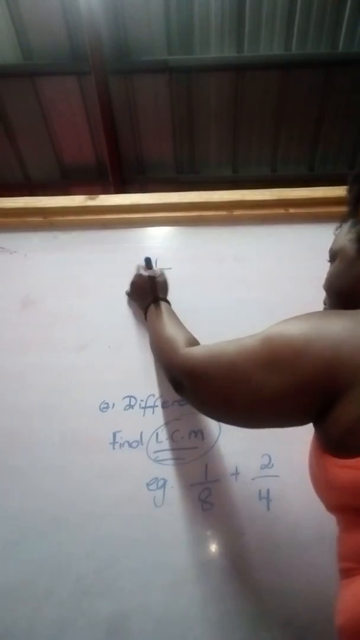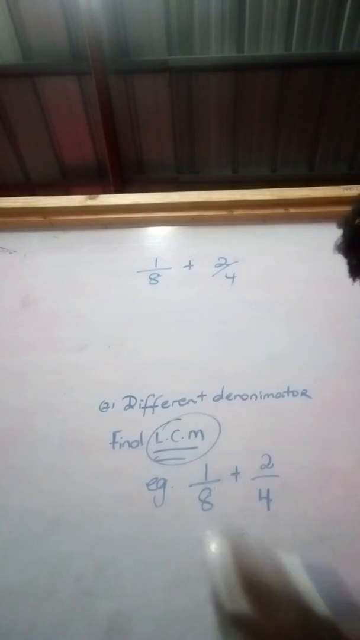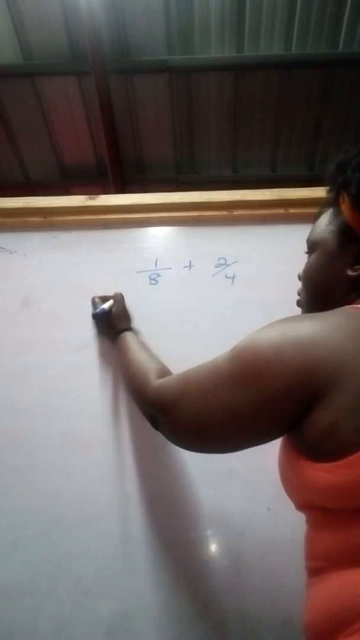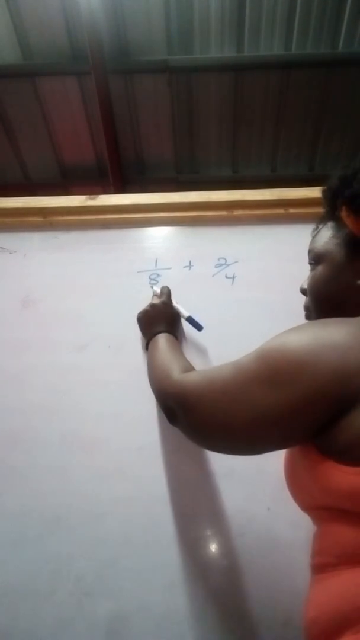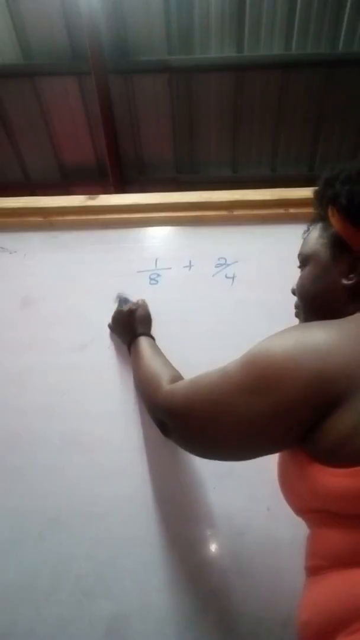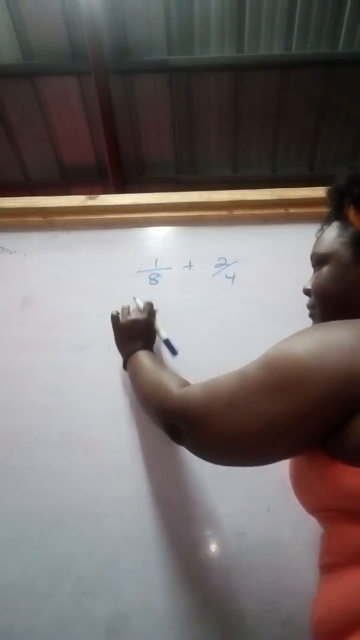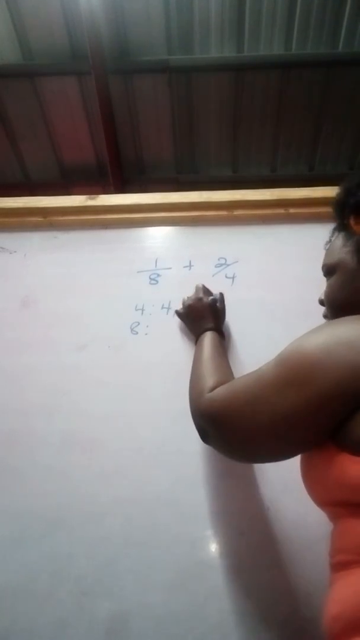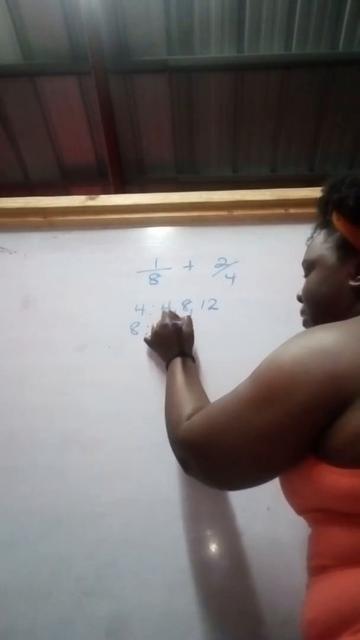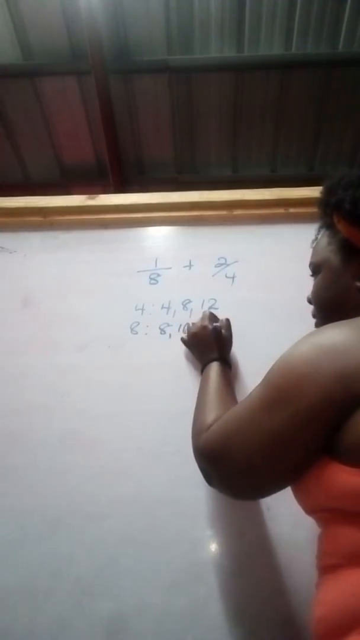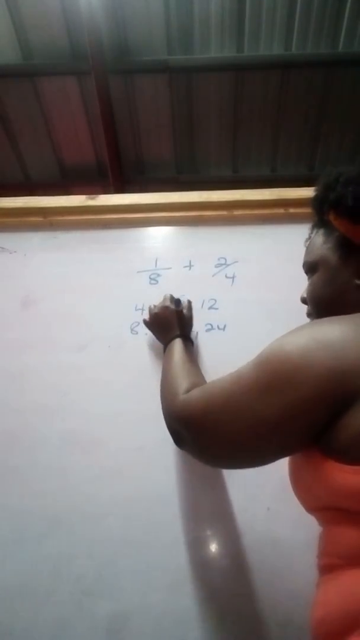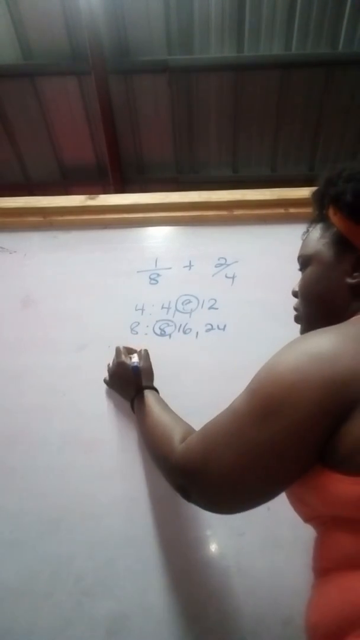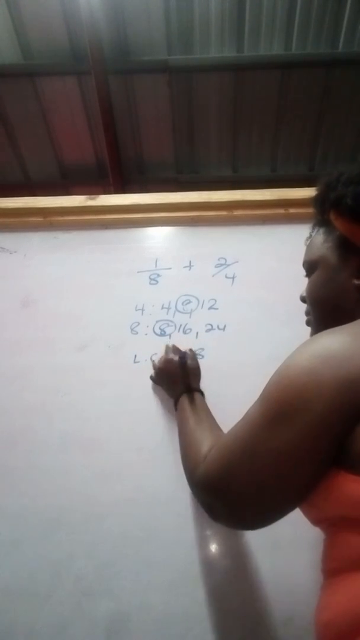So we have our example, 1/8 plus 2/4. Our denominators are 8 and 4. We can find the LCM by listing out the multiples. Let's list out some multiples of 4. 1 4 is 4, 2 4s are 8, 3 4s are 12. Then we have 8: 1 8 is 8, 2 8s are 16, 3 8s are 24. What number do you keep seeing repeating itself? You have 8. Both of them have 8 in common, so our LCM is 8.